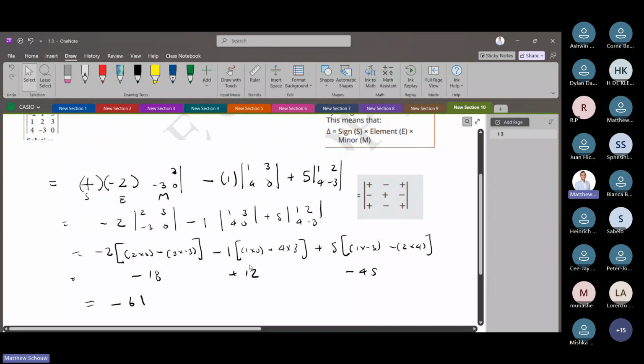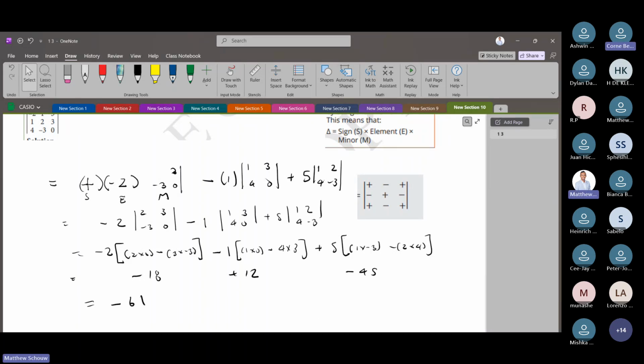Guys, any questions before I move to the next row? I'm going to prove something to you, or we're going to prove it together. Can we move to the next row? Please let me know.